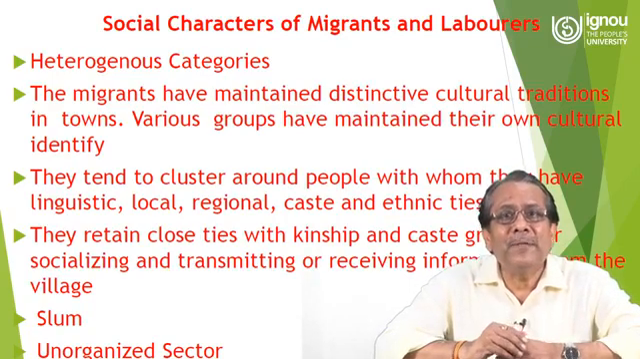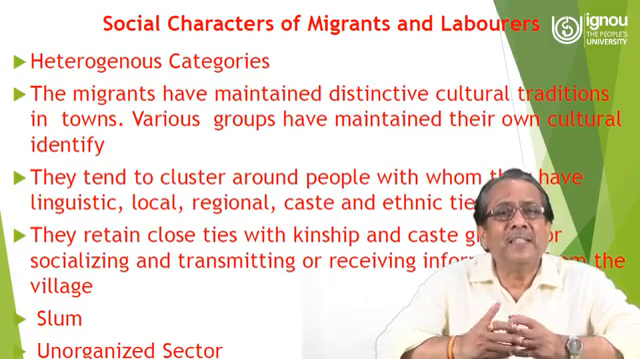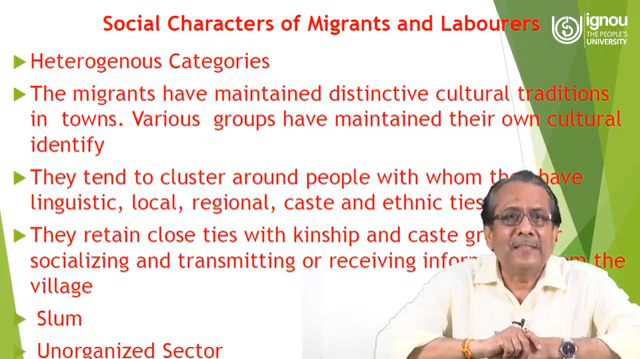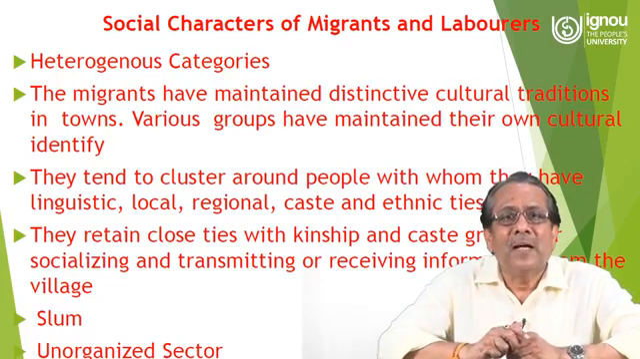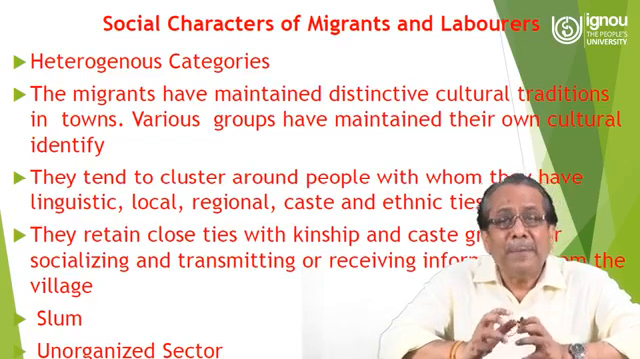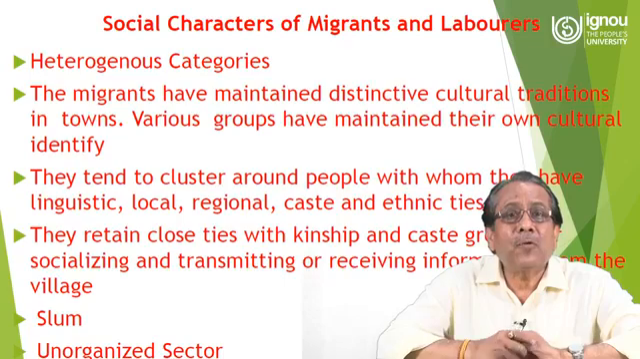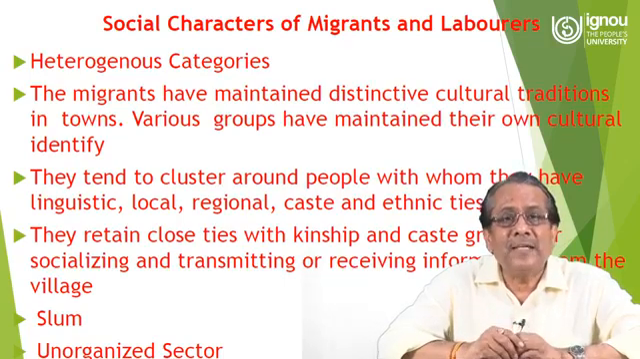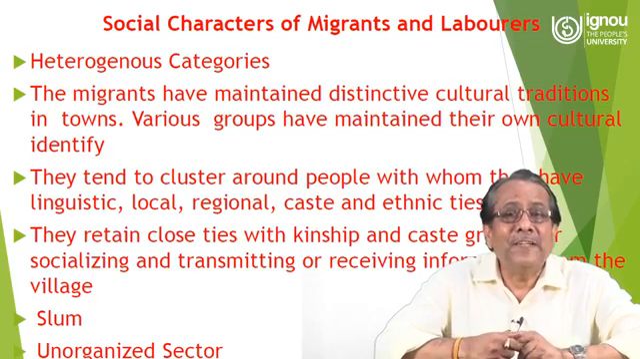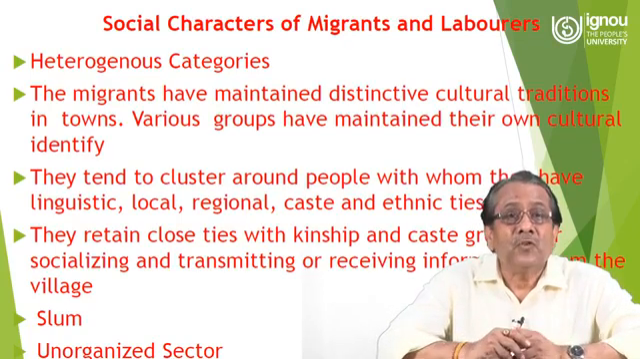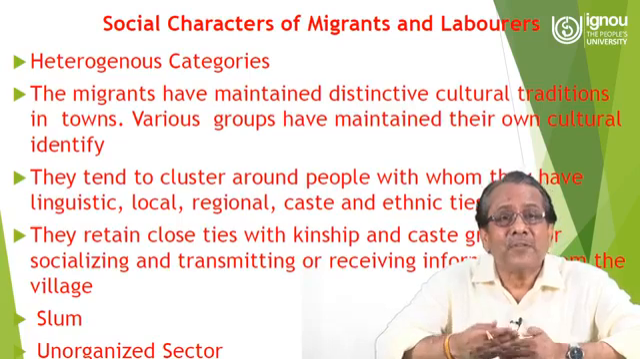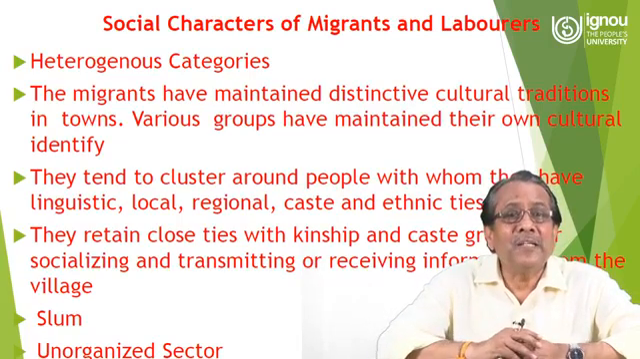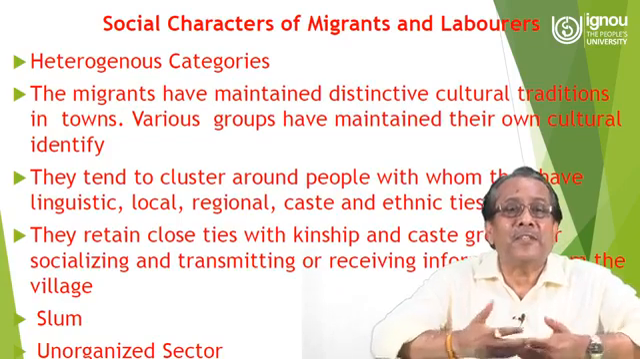Migrants usually form distinct cultural traditions in the town, and various groups have maintained their own cultural tradition and cultural identity, even while being a part of this heterogeneous culture. They usually cluster around the people with whom they have linguistic, local, regional, caste or ethnic ties. Simultaneously, they remain in close ties with their kinship and caste groups for socializing, for transmitting and receiving information from the village, and also for their social security. So despite being a part of a heterogeneous culture, they try to retain their homogeneity, and in the process of this interaction between the heterogeneous culture and homogeneity, they try to develop a new kind of cultural formulation.